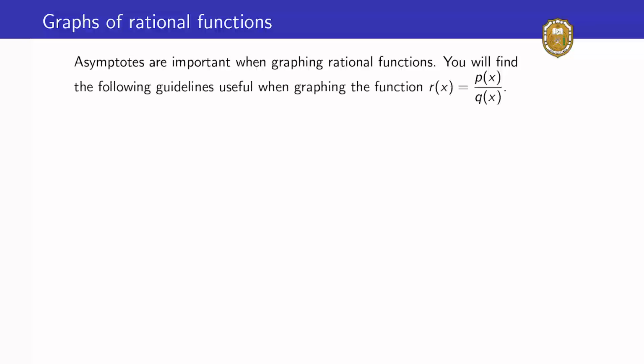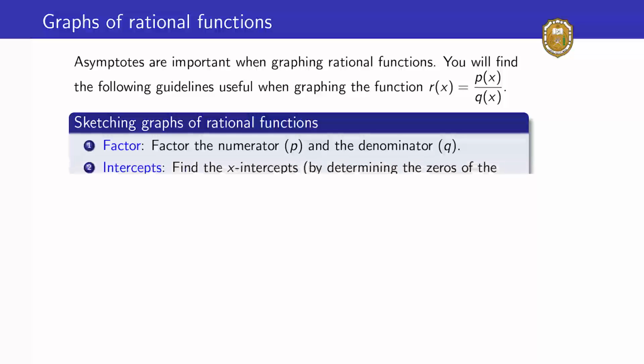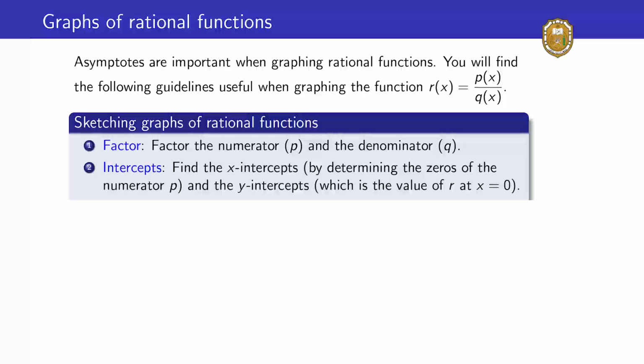Asymptotes, whether vertical, horizontal, or slant, are important while sketching graphs of rational functions. You will find the following guidelines useful when graphing the rational function R(x) is equal to P(x) over Q(x). The first thing that you have to do is factor both the numerator and the denominator: factor P and also factor Q. The second step is to find the x-intercepts by determining the zeros of the numerator P. The y-intercept is determined by getting the value of R at x equal to 0.